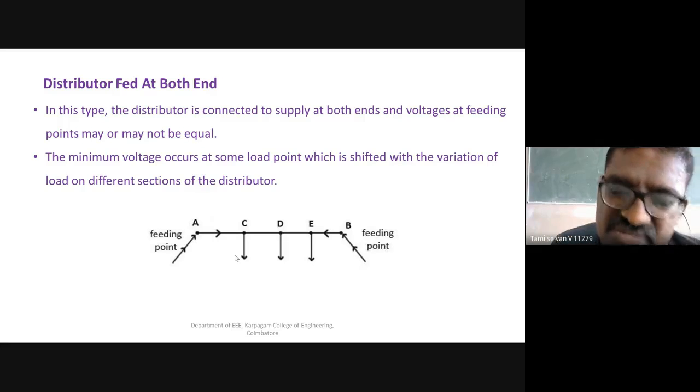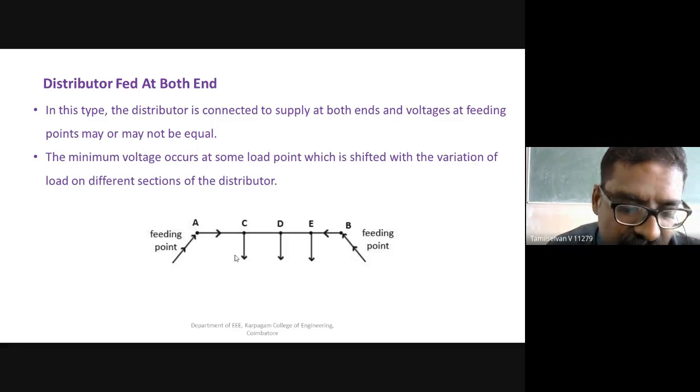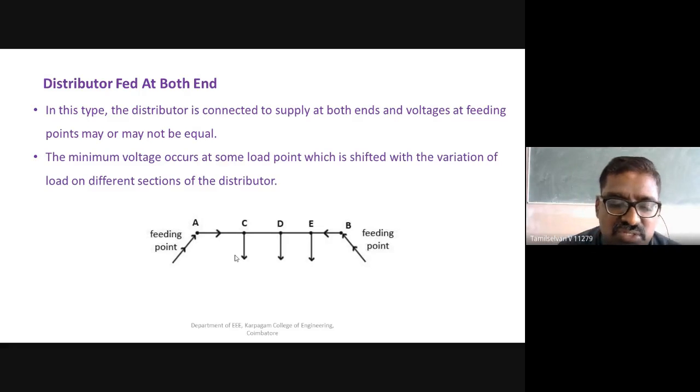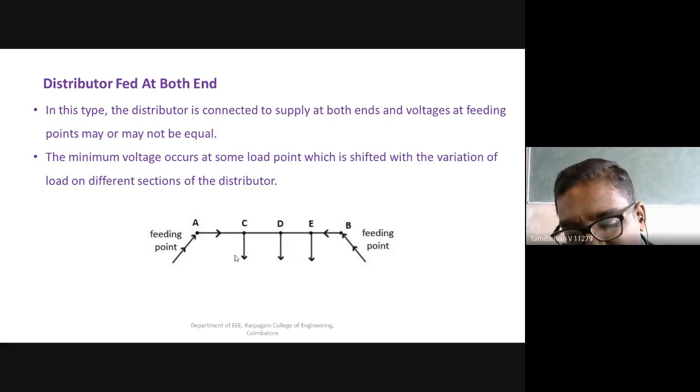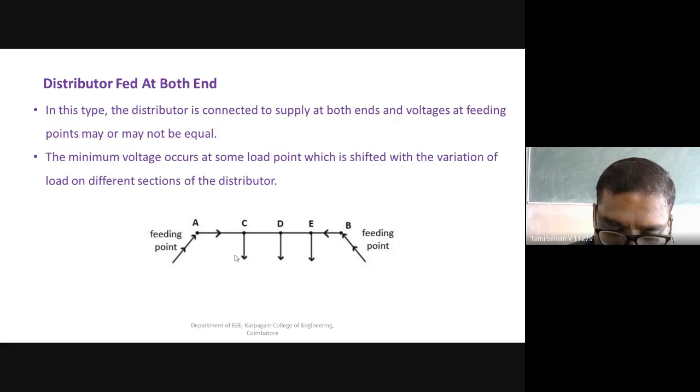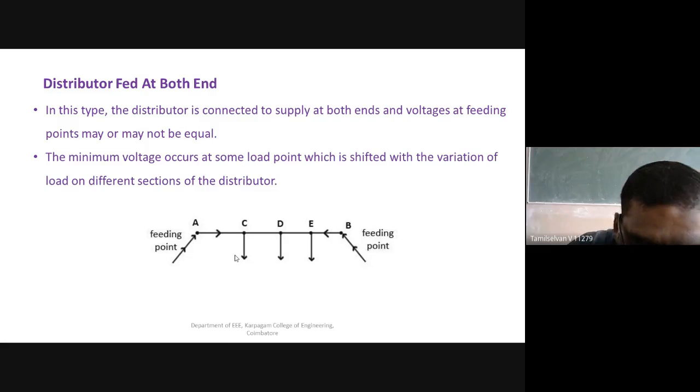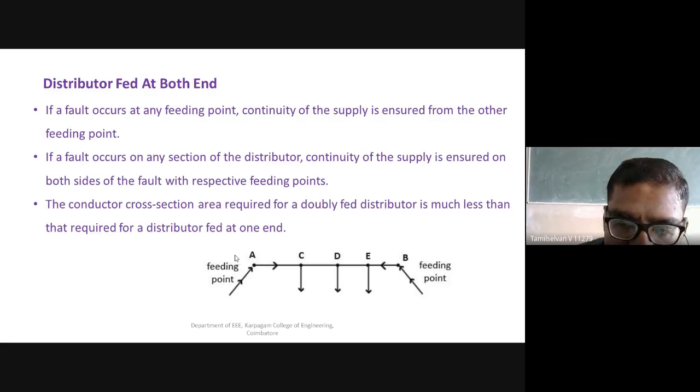So what is the advantage when the distributor is fed at both the points? If a fault occurs, any feeding point can distribute the power, so that the continuity of the power supply is maintained. Okay. This is our feeding at both the points.